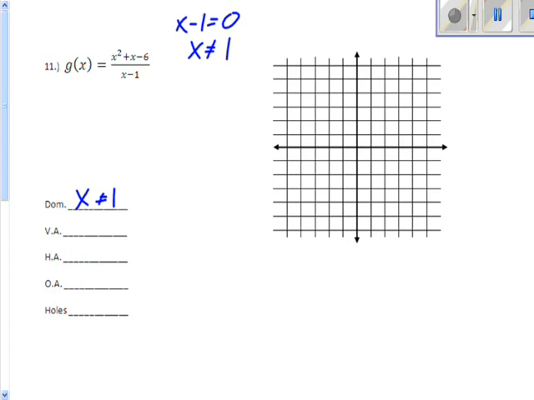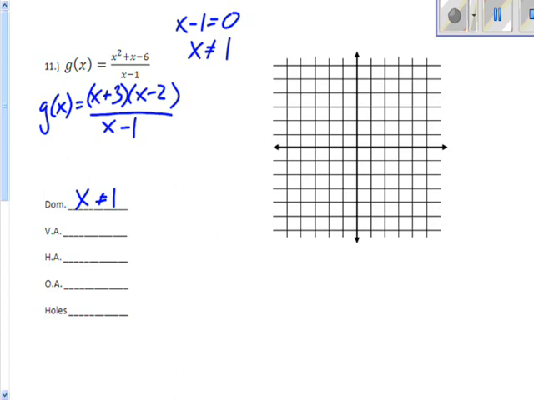And now I factor everything completely, so I've got g of x equals, build a bridge. This is going to be an x plus 3 and an x minus 2, and then I cancel out any common factors that I have, but I don't have any common factors. So since I don't have any common factors, nothing cancels out.